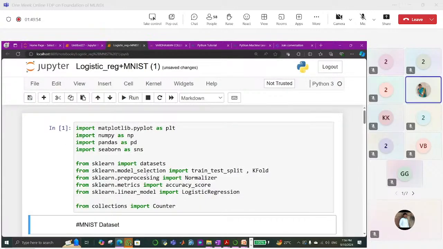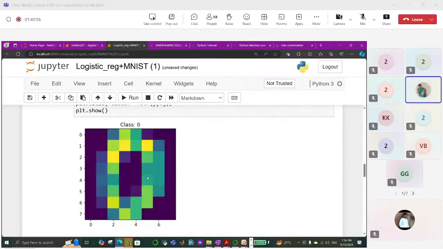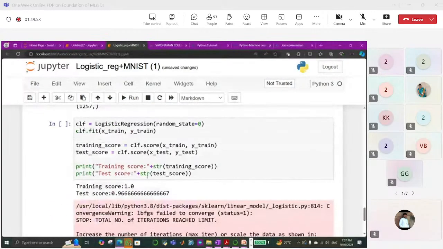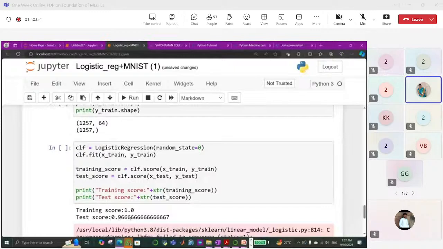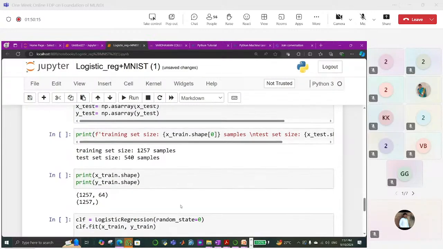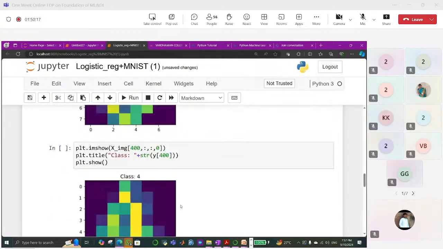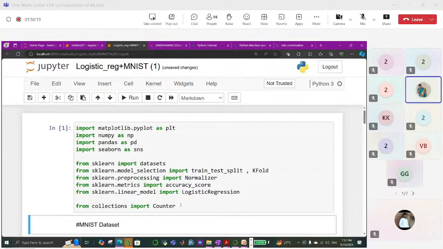If you run this program, we'll get the training score as 1 and the testing score as 0.96. That means 96% accuracy for the test case. So the test score is 0.96, we obtained this. So this is the example for logistic regression considering the MNIST data set.